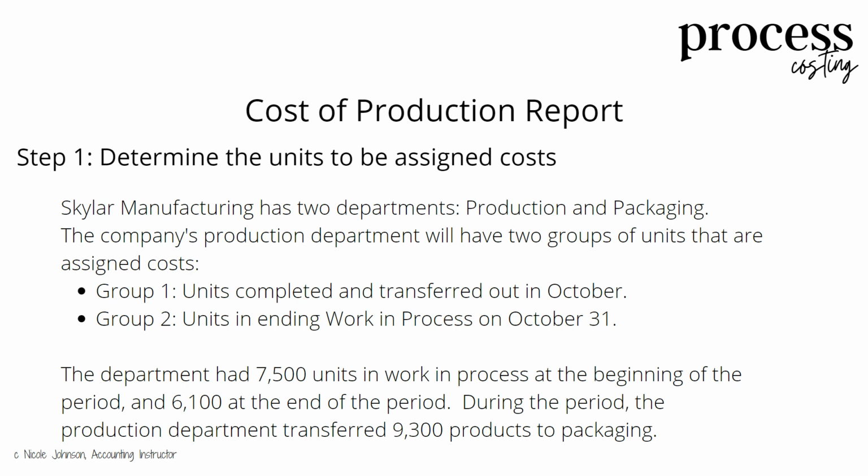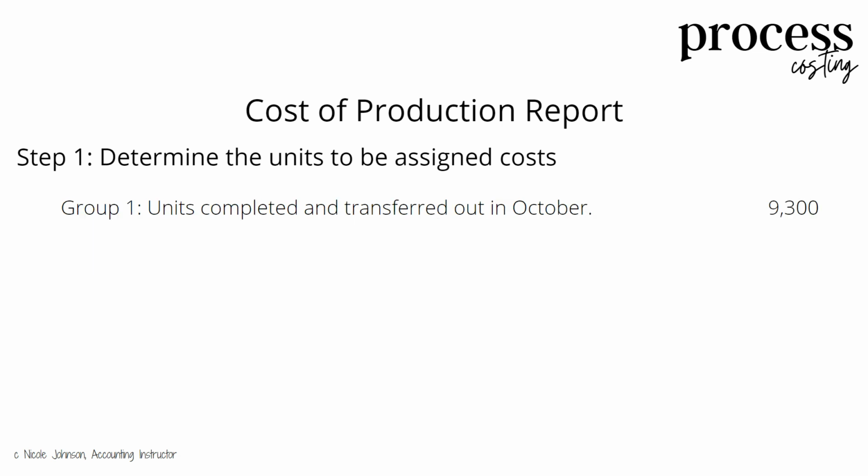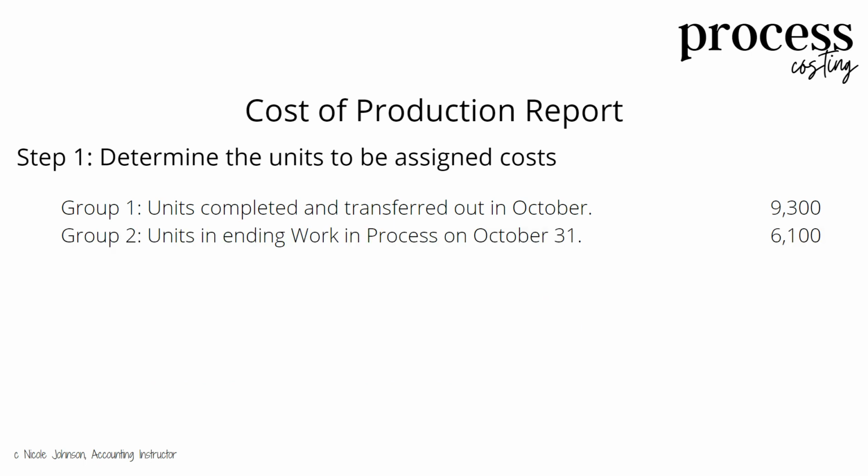The department had 7,500 units in work in process at the beginning of the period and 6,100 at the end of the period. During the period, the production department transferred 9,300 products to packaging. The units completed and transferred out in October are 9,300. The units in ending work in process on October 31st are 6,100. The total units we need to account for is 15,400.